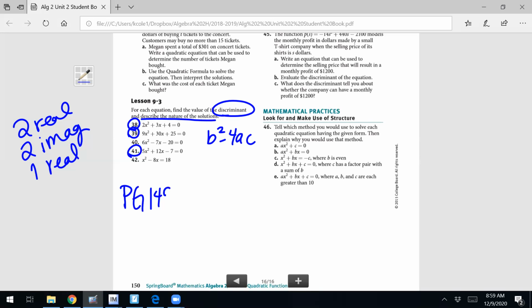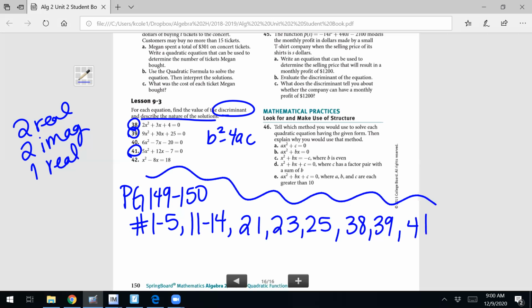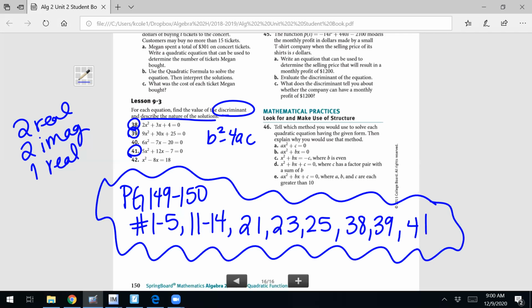You are doing numbers 1 through 5, 11 through 14. What else down here? 21, 23, 25. And then 38, 39, 41. If you can answer all of those problems, then you should make 100 on tomorrow's quiz. Okay, so that's what you're working on.